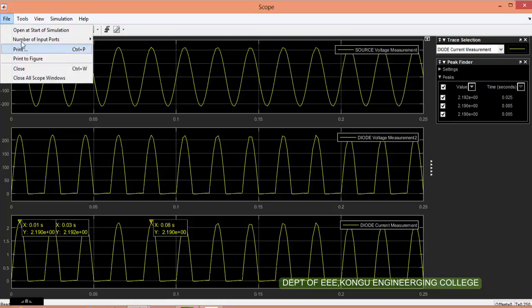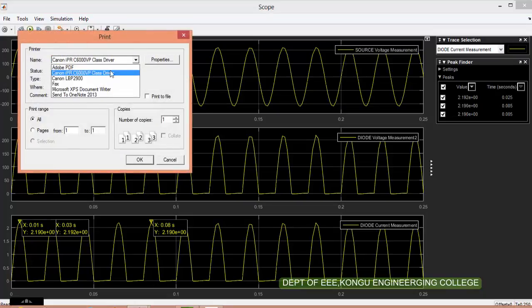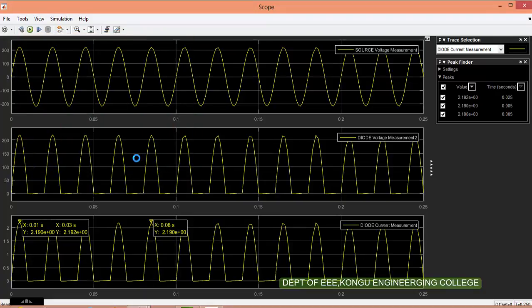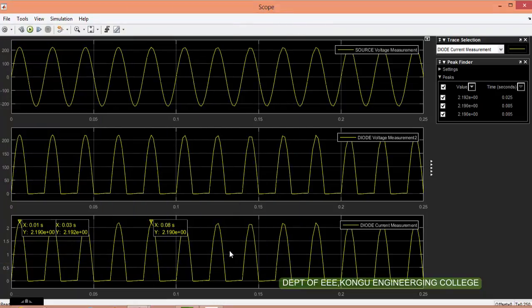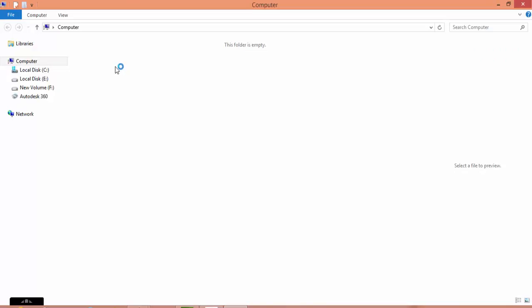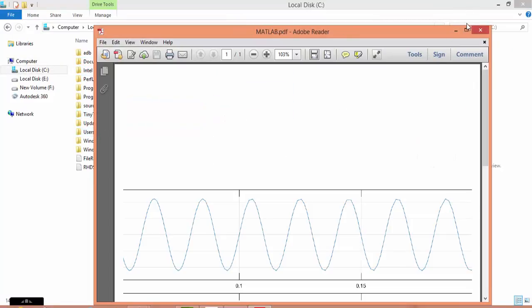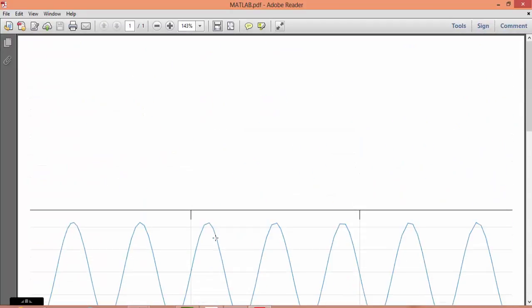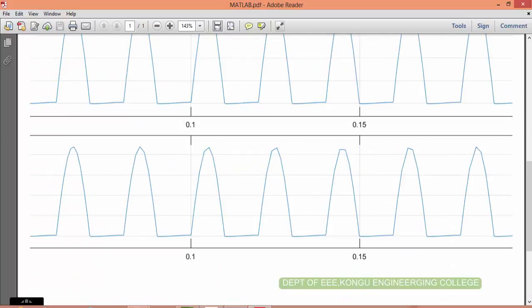The next thing is print. Go to file, print, and you can print the output to a PDF if you are having it. Now the output is printed to your PDF, and I can easily take this as a printout.